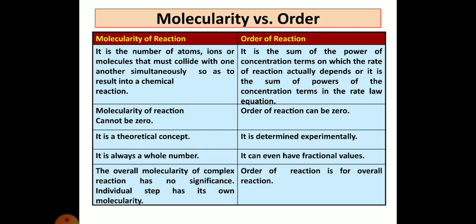Individual steps have their own molecularity. It means if we consider a particular reaction in a number of steps, while calculating the molecularity, each step decides its molecularity. It will depend on the individual step. But order is different from that. Order of a reaction is for the overall reaction, though it has a number of steps.